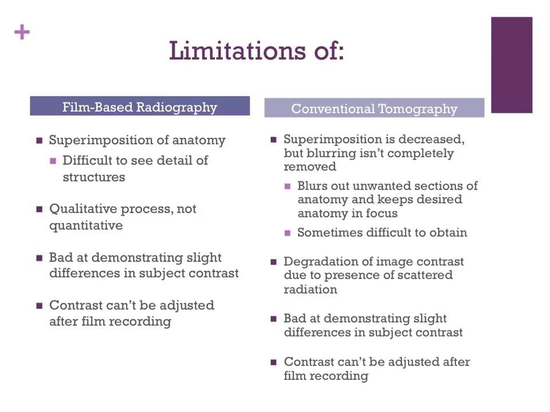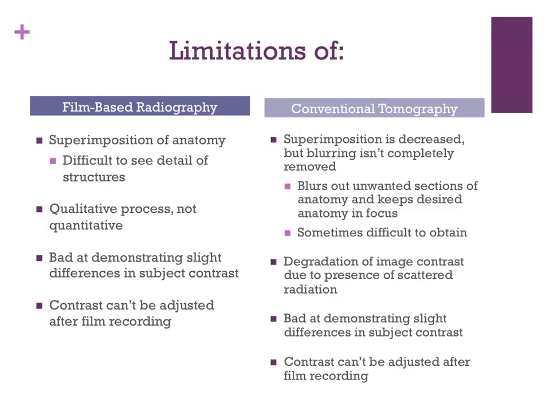So in conventional tomography, the superimposition of anatomy is decreased, but blurring isn't completely removed. The blurring removes the unwanted sections of anatomy and keeps the desired anatomy in focus. However, sometimes this is difficult to obtain.